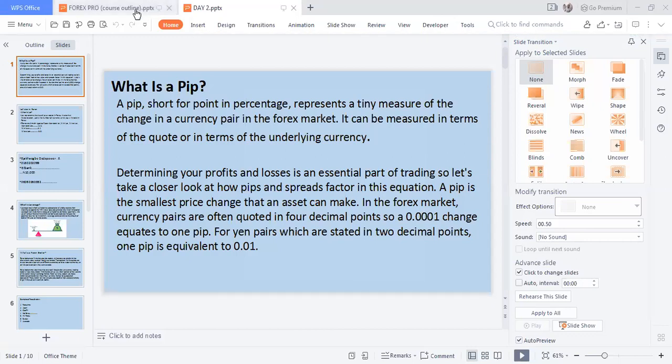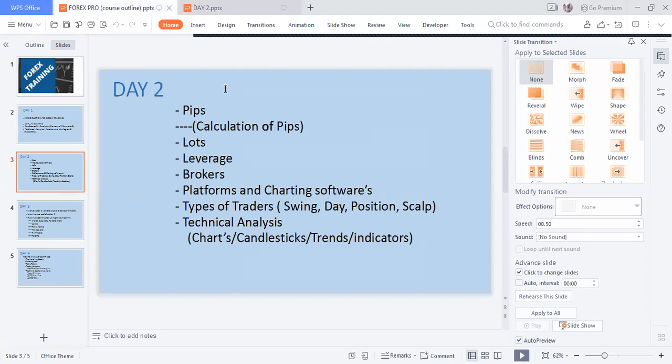So let's start. Today, we said we'll be looking at pips, lots, leverage, brokers, platforms, and charting software. Types of traders, technical analysis, charts, candlestick patterns, trends, and indicators. So let's start. Class, what exactly is a pip?